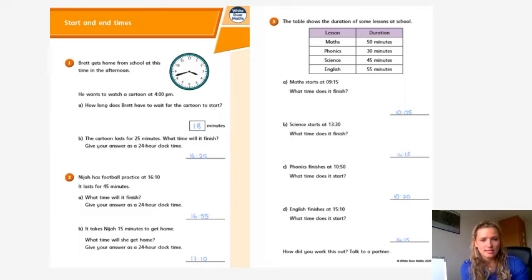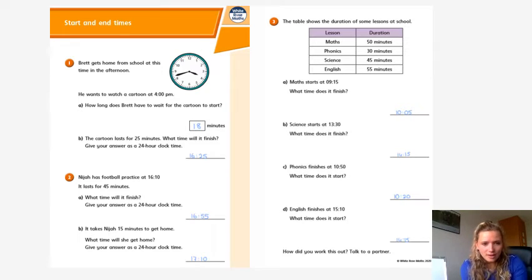The cartoon lasts for 25 minutes. What time will it finish? Give your answer as a 24-hour clock. Now it says that it started at 4 o'clock and it lasted 25 minutes, so if we add 25 minutes to 4 o'clock, it will be 4:25. However, it says that Brett gets home from school in the afternoon, so I would need to add 12 to my hour, so it would be 12 add 4, which would be 16. So 16:25 would be your answer. So make sure you check whether it's in the morning or the afternoon.